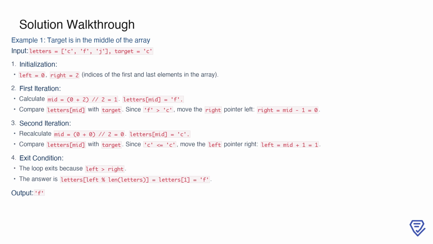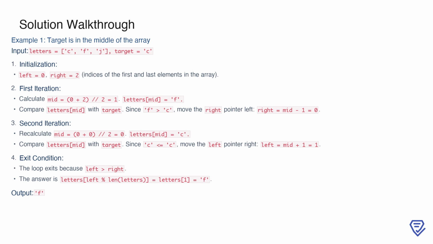Since C is less than or equal to the target C, we move the left pointer to mid + 1, updating left to 1. At this point, the loop exits because left is greater than right. The answer is determined by the formula letters[left % len(letters)].